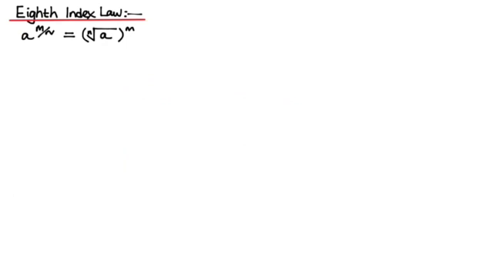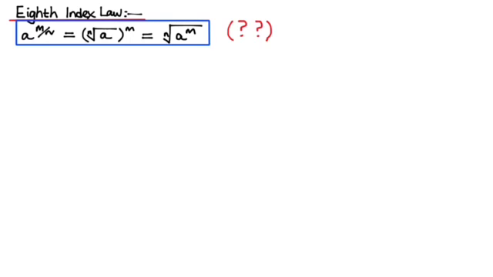So first of all I want to present you with what's called the 8th index law, and it states that a to this particular fractional index, m over n, is equal to the nth root of a, all raised to the power m. And it can also be expressed as the nth root of a to the m. Okay? Now that might seem very confusing, but fear not, I will explain it to you. And I'm going to use an example.